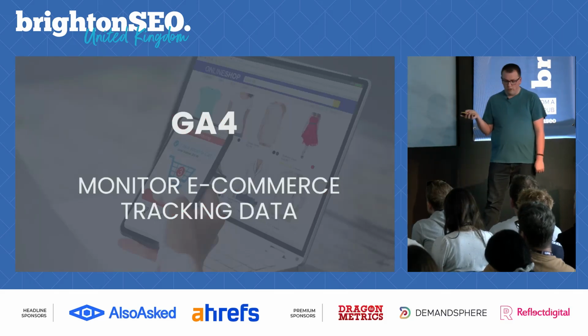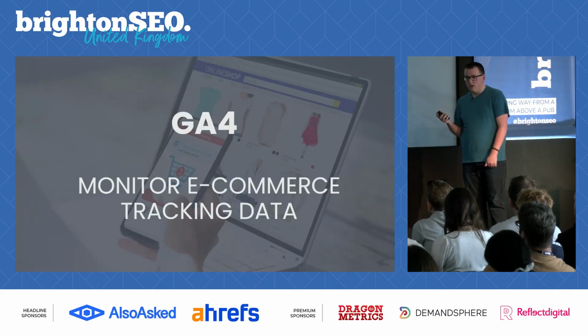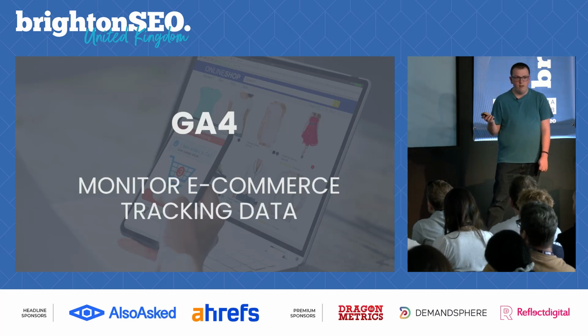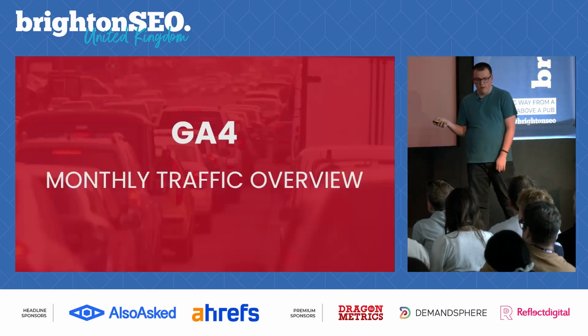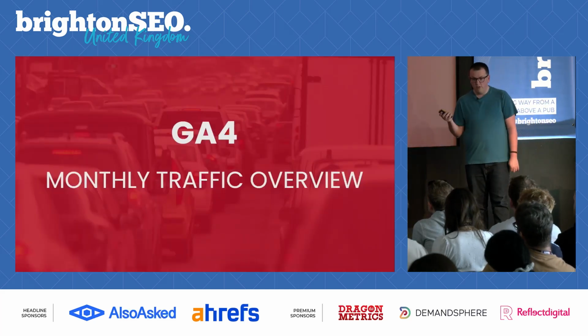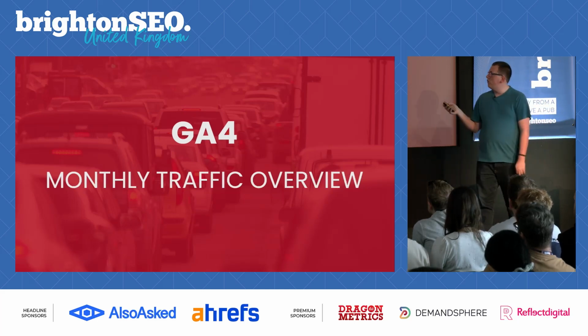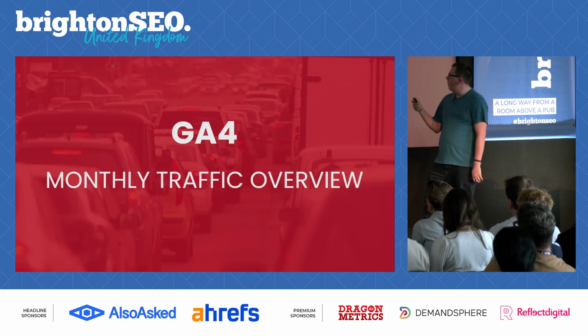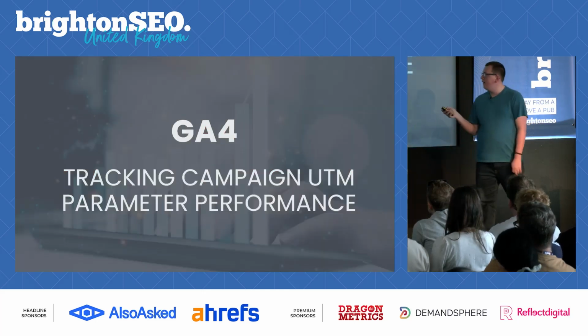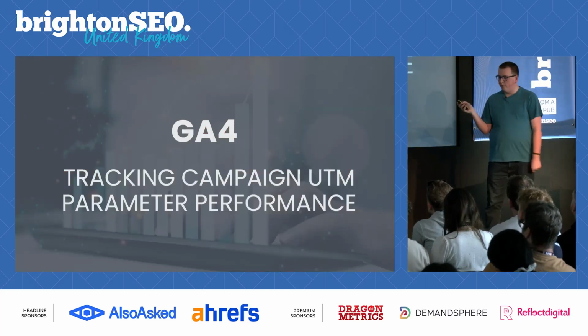So looking at Google Analytics 4 now, we can monitor e-commerce tracking data, so we can pull that through directly from GA4 as long as you've got your GA4 set up correctly. We can do a monthly traffic overview, so we can pull through everything like that. We can use Looker Studio for this, but if you want to use a spreadsheet instead, you can pull that through directly. Tracking campaign UTM parameter performance as well.